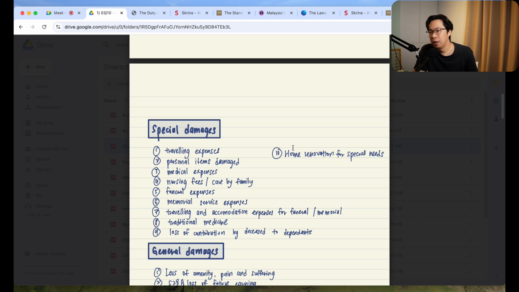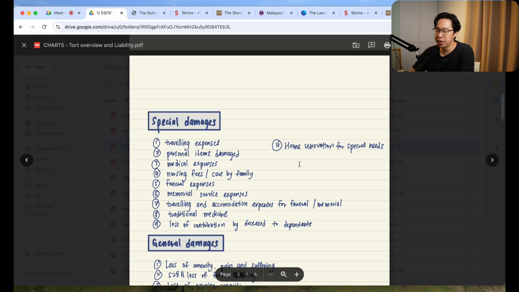Home renovation. Because now you got into an accident, your legs are broken, amputated. So normally your room is upstairs. Okay, so now you need to renovate your house so that at the lower floor there is a rail guard so your wheelchair can move around. Your toilet you need to renovate so that the wheelchair can go inside. So that renovation. So if you see that all these things that you have an exact amount, you put it under special damages. Special damages, again, the amount of money you wanted to claim, you know exactly.